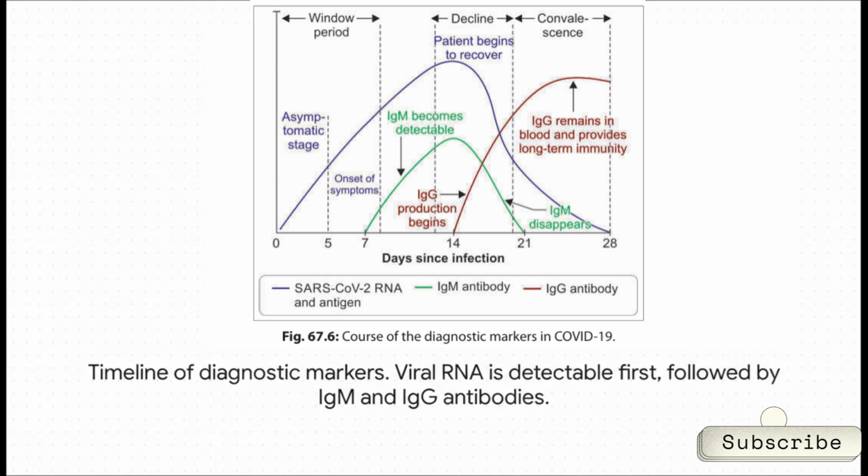And this timeline is so crucial for understanding the diagnostic windows. Just follow the blue line. See how viral RNA is detectable first, right at the beginning of symptoms? Next, look at the green line. That's your initial IgM antibody response. And finally, the red line shows the long-lasting IgG response, which gives you that longer-term immunity. Knowing this sequence, RNA, then IgM, then IgG, is absolutely essential.